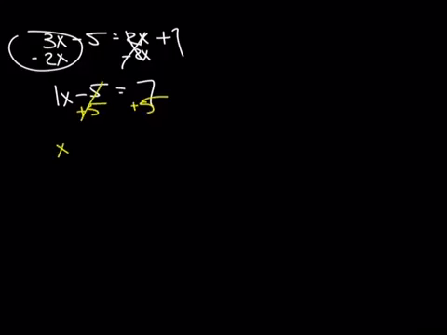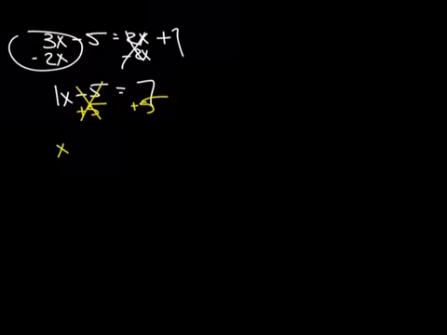So now we have x, two opposites that are the same number, cancel out. 7 plus 5 is 12, and we're done.